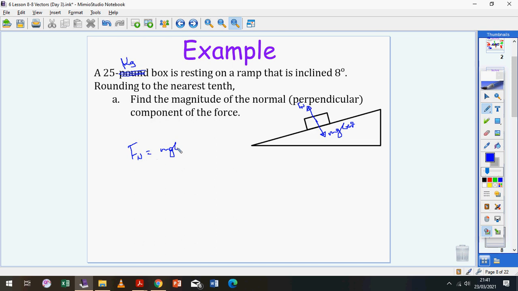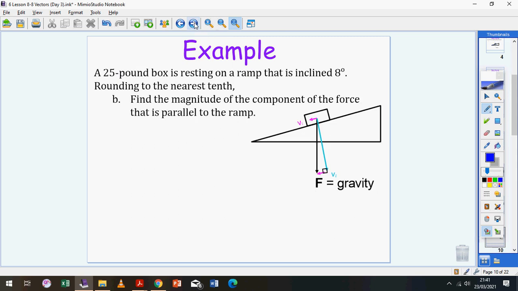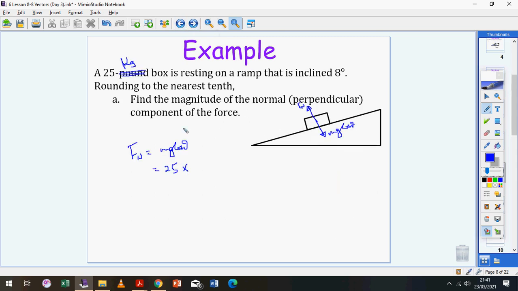25 kilograms, g is 10, technically 9.8, but I think in math they'll advise you to use 10. I'll check what the textbook says, whether to use 10 or 9.8, but I think in math usually it's 10, times cosine theta. Do we know the angle? Yes, 8 degrees, cosine 8. So my component is just 250 cosine 8, which gives me some number.